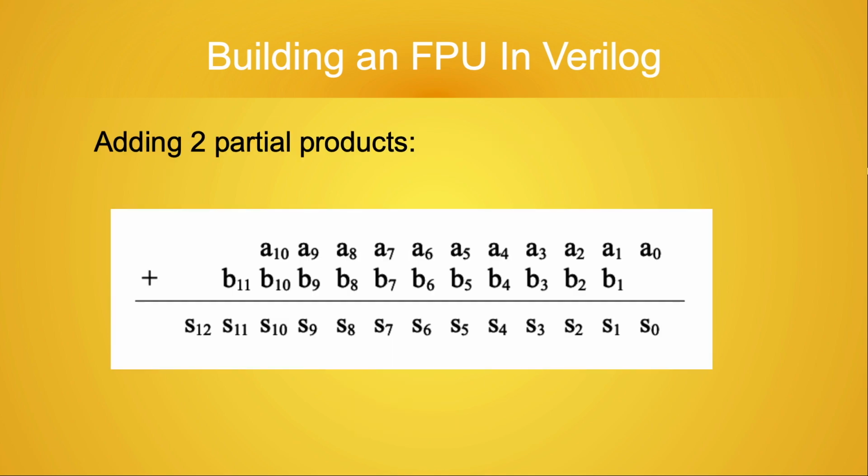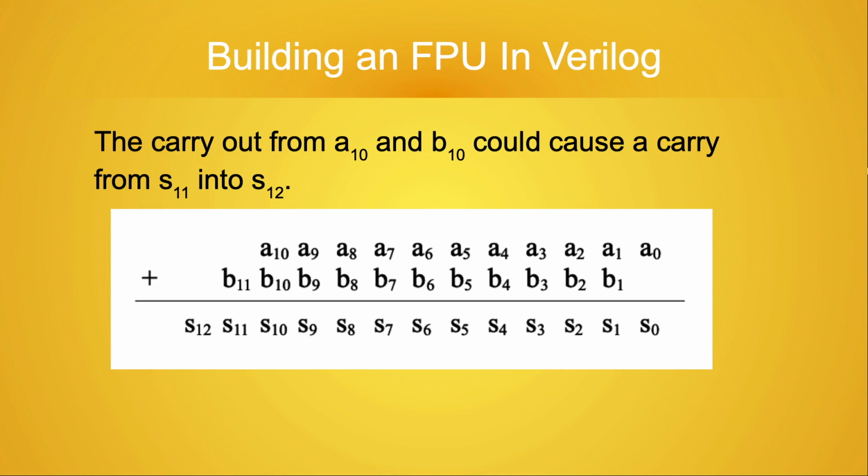Let's look at how we add a pair of partial products. As you can see, we're adding two 11-bit partial products. But remember that we need to shift the second partial product to the left by 1 bit position. When we sum bits A10 and B10, we could get a carry out which would get added to bit B11, which in turn could lead to a carry out, so we need to leave room in the sum for bit S12. This means that in the bit vector which holds our sum, we need to have room for 13 bits.